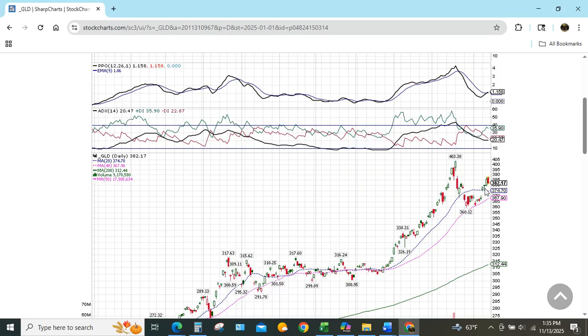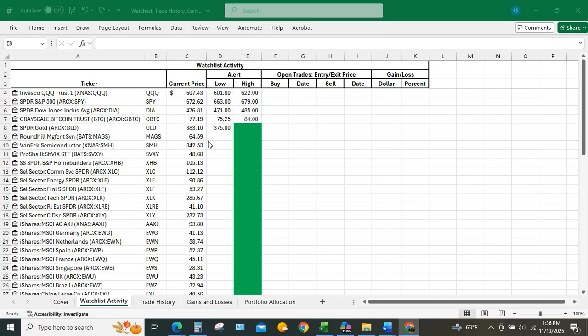I mean, this thing could go up to its prior top, maybe. So why not just throw it in there at 403.30? I'll just do that, 403.30 for the high. All right, next is MAGS.